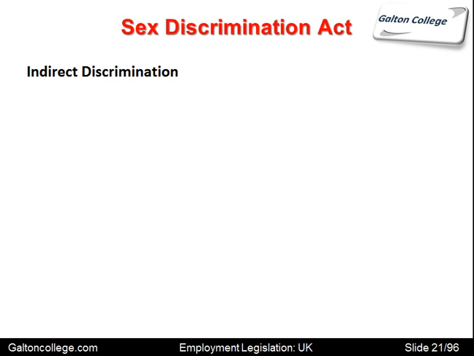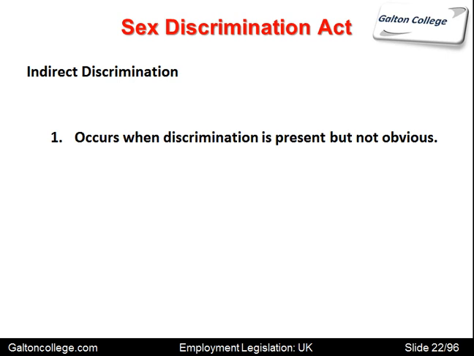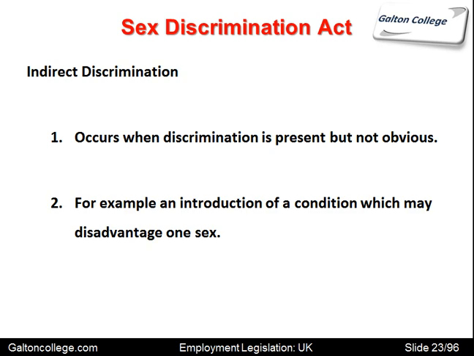Indirect discrimination. Well, when it's present but it's not obvious. Indirect discrimination is when there's discrimination present but it's difficult to detect it. For example, the introduction of a condition which may disadvantage one sex. So some condition of employment, that workers are expected to work until 6 every evening and work on Saturdays until 1 o'clock or whatever. Some new rule that males could fit in with easily, but females would find difficult because of their home circumstances.